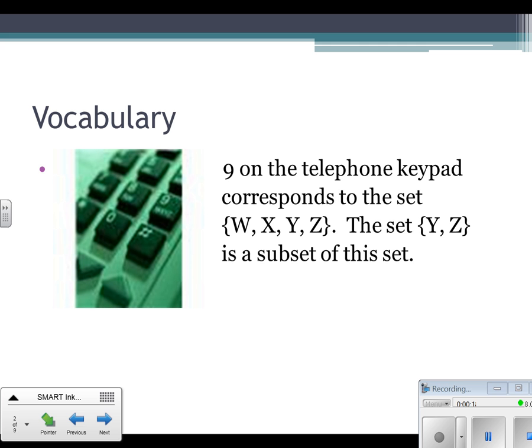9 on the telephone keypad corresponds to the set WXYZ. The set YZ is a subset of this set. This is just an example for you to have an idea of what we're talking about when it comes to sets and subsets.